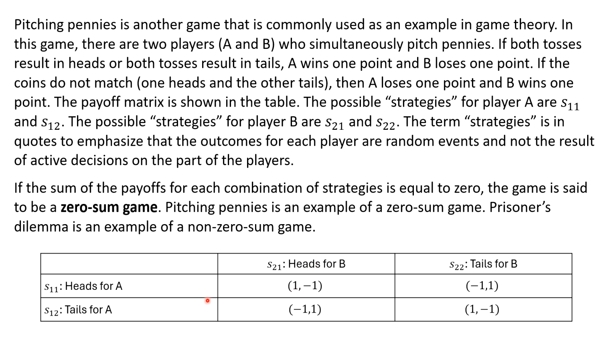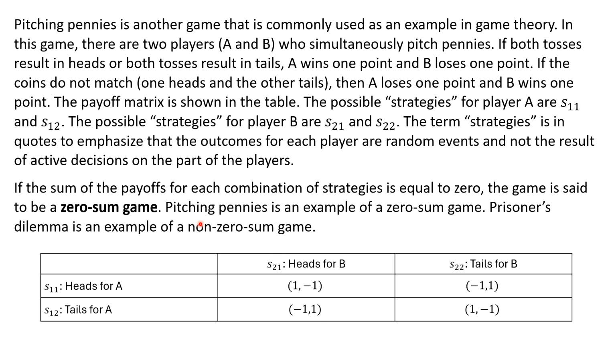So if A and B get heads, then the payoff is that A gets 1 penny and B loses 1 penny. And the same thing down here. If you have A and B both getting tails, A wins a penny and B loses a penny. And then you have the other two cases where you have heads for A, tails for B. So they're different. So A loses a penny and B wins a penny. And then the opposite of that is tails for A, heads for B, and you have A losing a penny and B winning a penny.